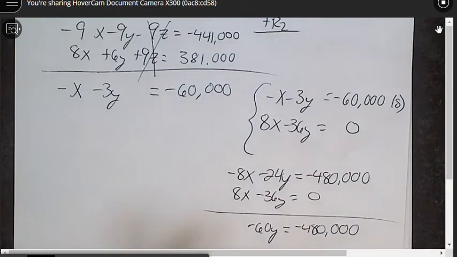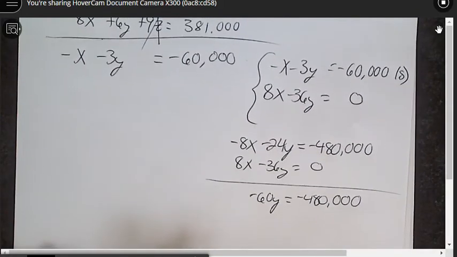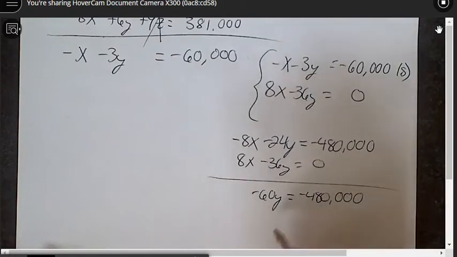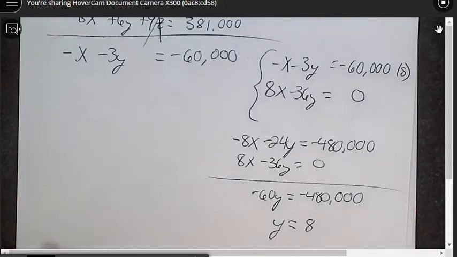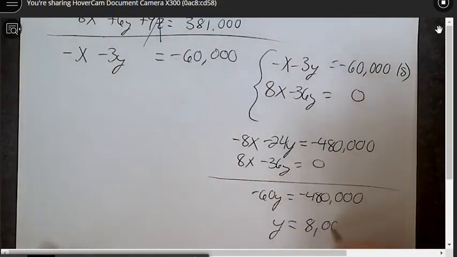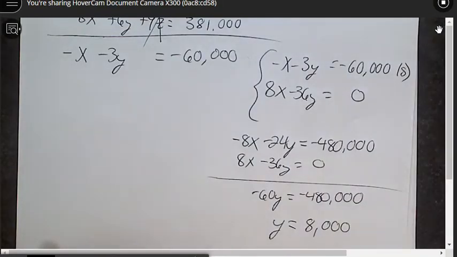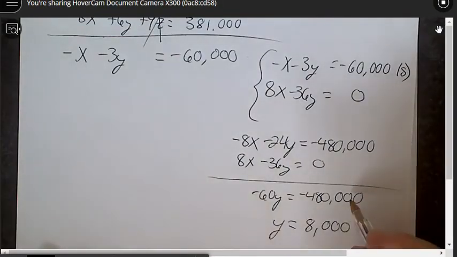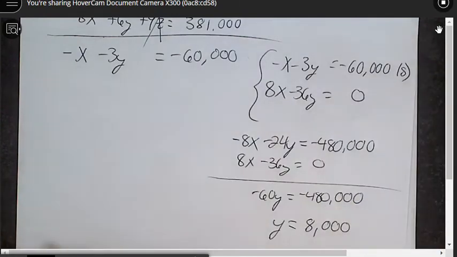So we have negative 60Y equals negative 480,000. Dividing those two numbers should be 80,000. I'm sorry, 8,000. So we'll knock off a 0, divide by 6, bring it back one number. So 1, 2, 3. Yeah, that's right, 8,000.